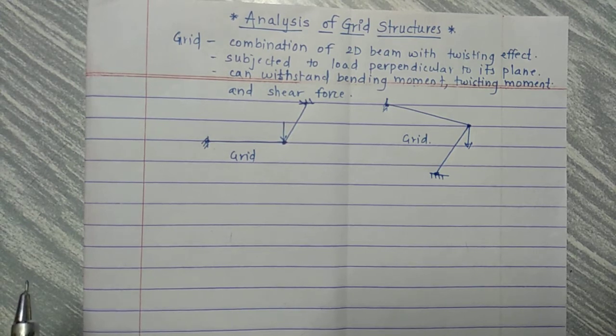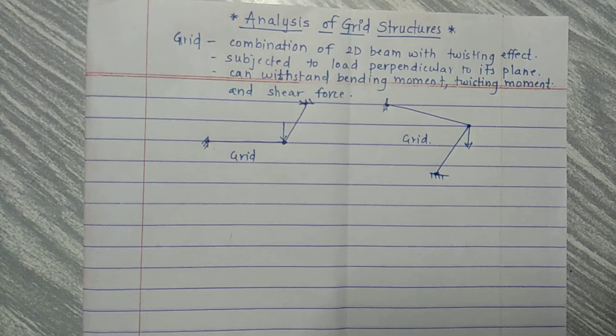So in previous videos we have completed unit number 4 and 5, that is unit 4, analysis of beam structure, and unit 5, analysis of frame structure. Now today we'll start with the 6th unit, that is analysis of grid structure.